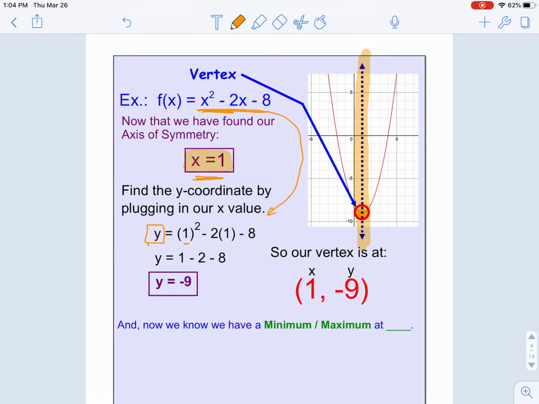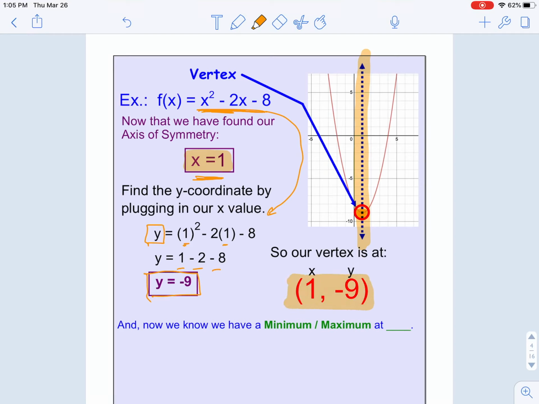So we take our equation and we plug in a 1 every time we see an x. Y equals x squared, so 1 squared, minus 2x, so 2 times 1, minus 8. All right, 1 squared is 1. Negative 2 times 1, minus 2, minus 8. So we get y is equal to negative 9. So here is what we would write as our answer for our vertex.